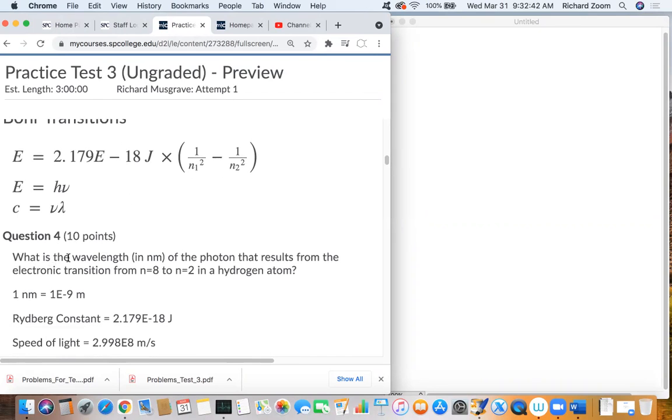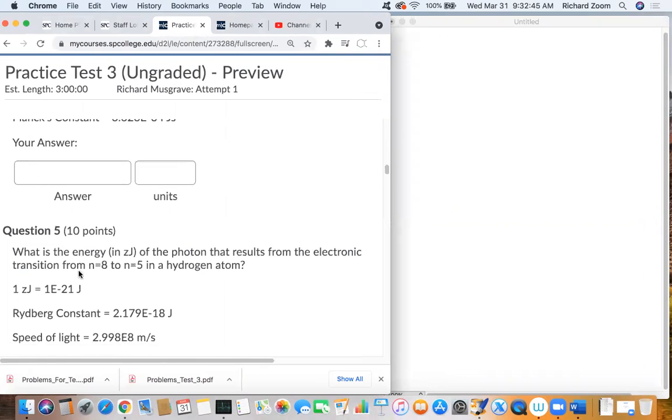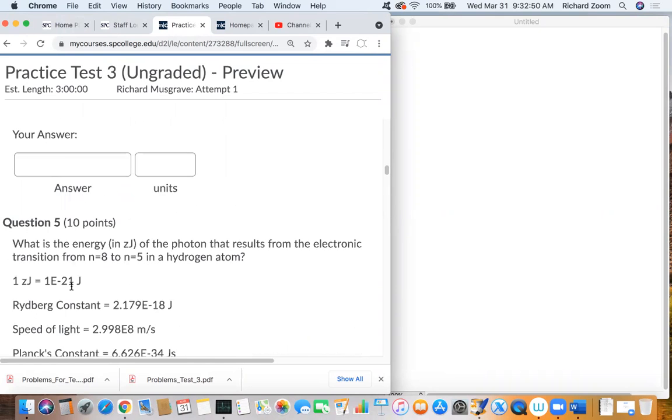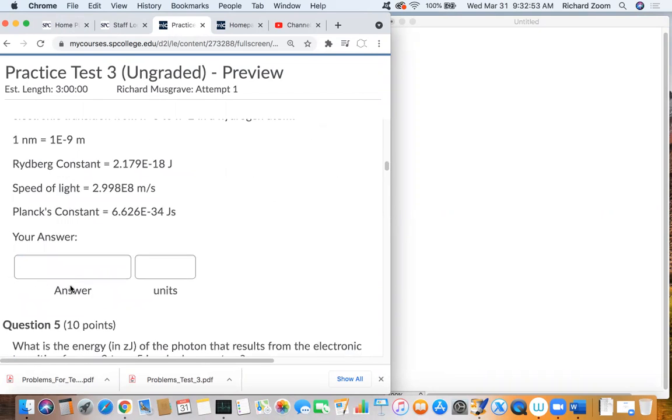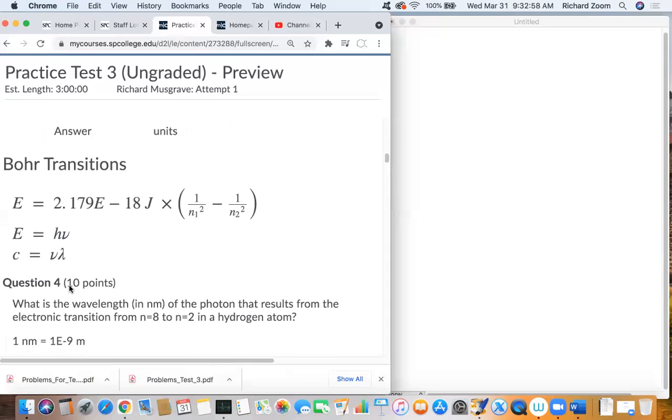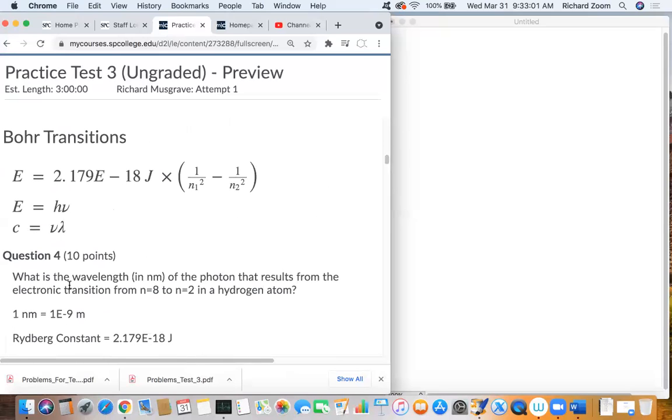So you've got 3 questions. You'll have wavelength, you'll have energy, and you'll have frequency. They may not be in that order, but they may be. I think I've randomized them actually, but you'll get one of each of them. I'll do them in order first, the wavelength one first. It's asking for the wavelength in nanometers of a photon that results from the electronic transition from n equals 8 to n equals 2. So first we're going to find the energy, because that's what involves these n values.